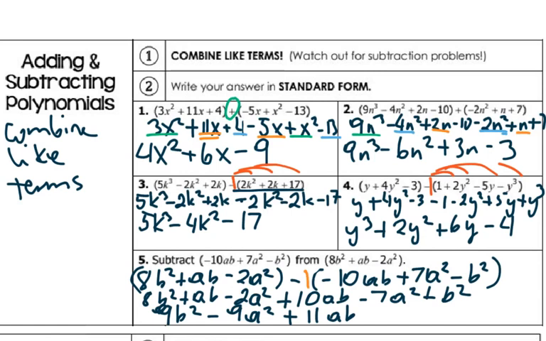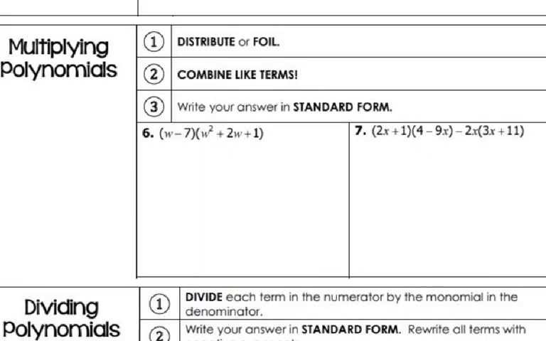And this is finished. So that's how we add and subtract polynomials. Combine like terms. Be extra careful when you subtract. Alright, let's move on to multiplying. Multiplying, we're going to distribute, or sometimes we call it FOIL, and then we're going to combine like terms and write it in standard form. Again, standard form is from the highest exponent to the lowest exponent.